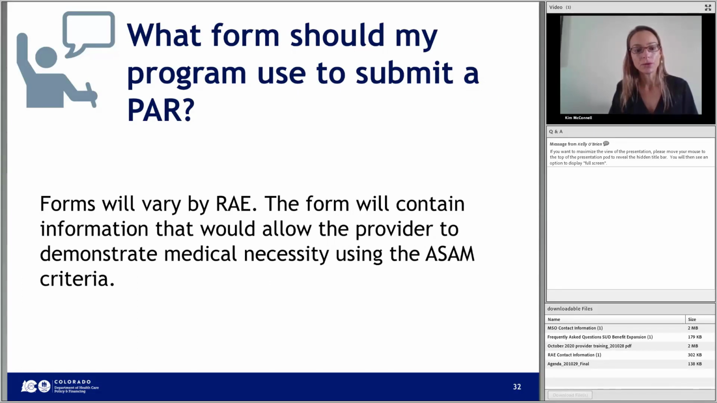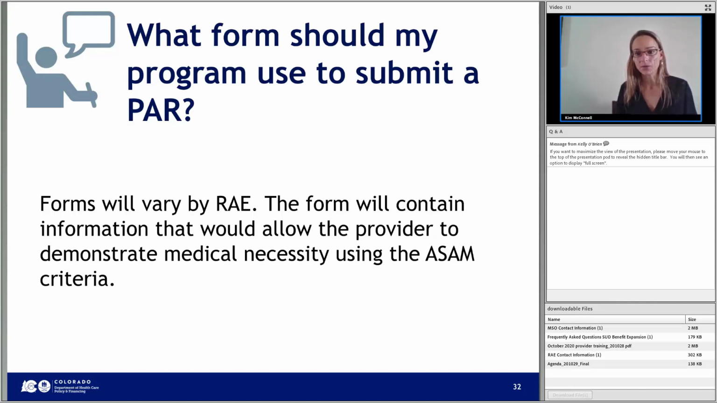What form should my program use to submit a prior authorization? The forms will vary by RAE. We worked with the RAEs early on, probably 9 months to a year ago, to discuss what their prior authorization process would look like and what information will be collected.